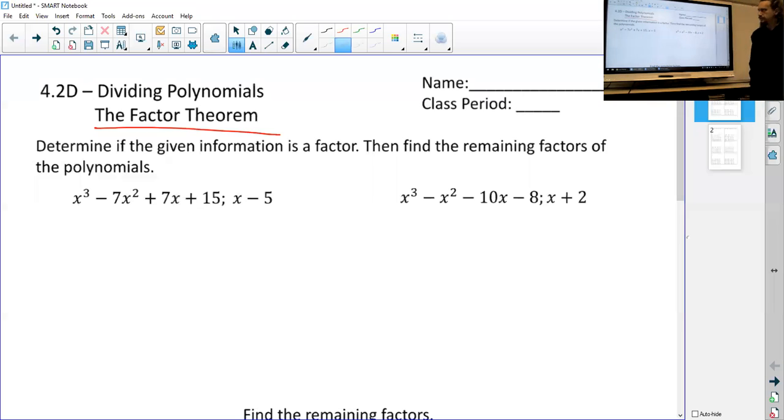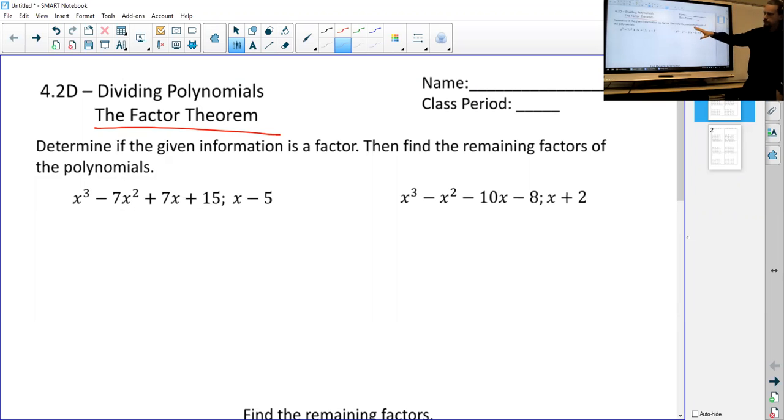Okay, one last day of dividing. Doing the factor theorem. The basic idea here is that if you can divide your polynomial by something and it works out perfectly, then it's a factor. And if that's the case, if you're left with something in a quadratic form, you can then factor that to get all the remaining roots or solutions, zeros, whatever you want to call them.